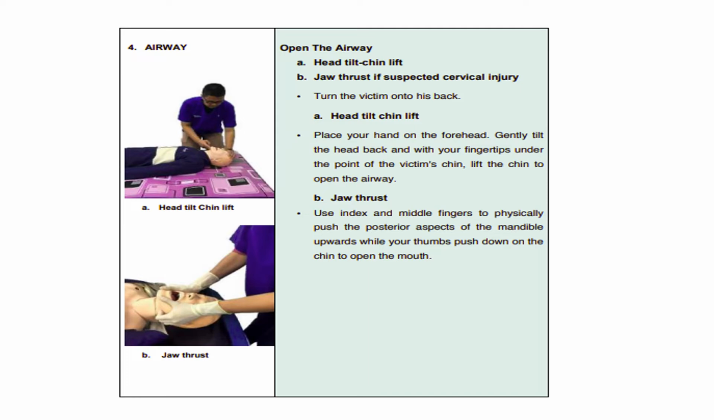In performing jaw thrust, you should use the index and the middle fingers to physically push the posterior aspect of the mandible upwards, while your thumb pushes down on the chin to open the mouth. So that's the difference between head tilt chin lift maneuver and the jaw thrust.